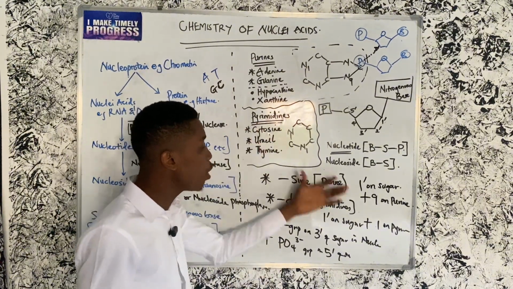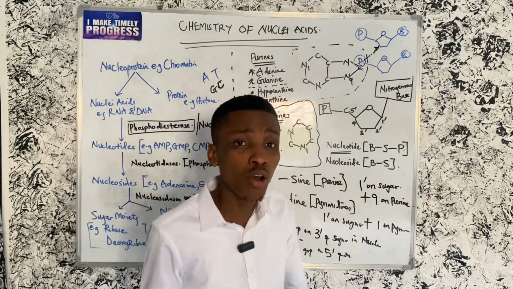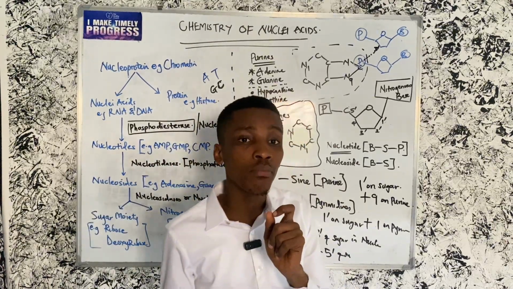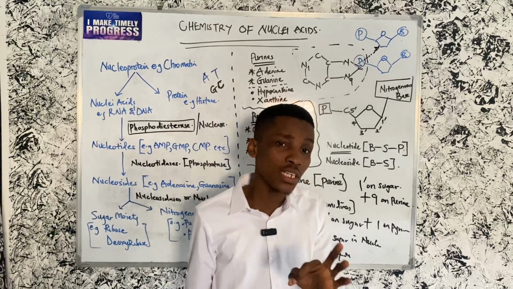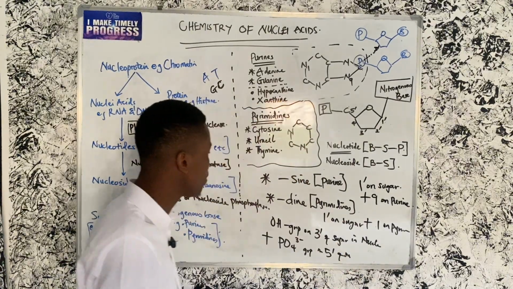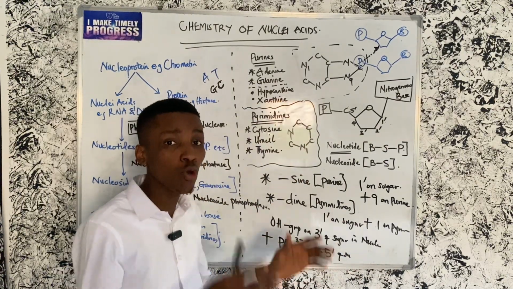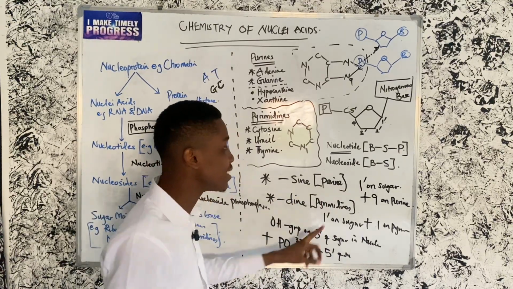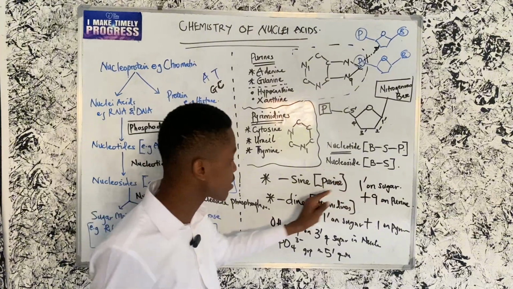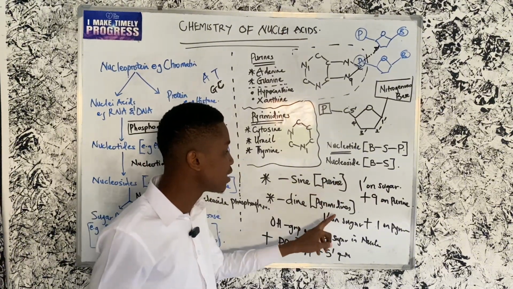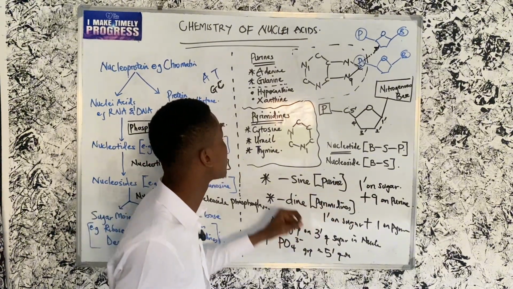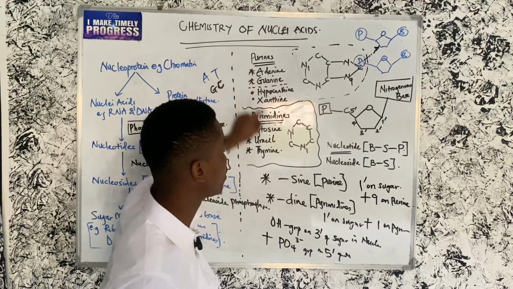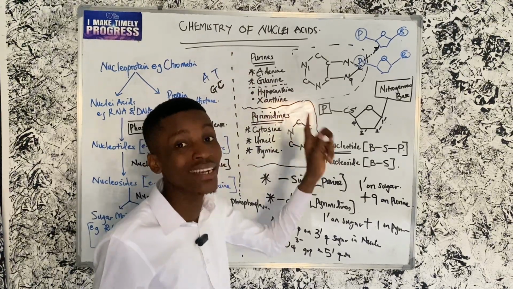Now, when we were naming, in the nomenclature of nucleosides, whether purine or pyrimidine, we established that for purines, you always end with sine, but for pyrimidines, you always end with what? Dine. So when naming nucleosides, end purines with sine, end pyrimidines with what? Dine. For example, adenine, after adding a sugar, will be called adenosine.